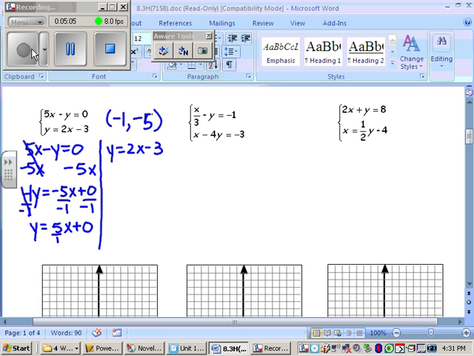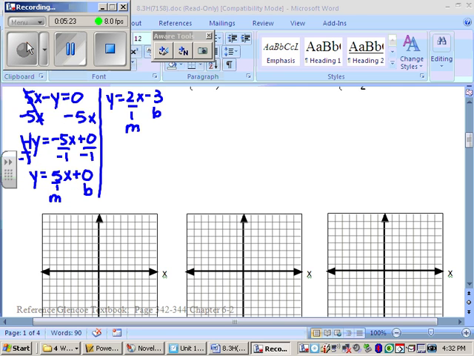So if we graph our first equation, the m, or slope, is 5 over 1, and the b is 0. In the second equation, the slope is 2 over 1, and the b is negative 3. So let's scroll down and graph that and see if the point of intersection is at negative 1, negative 5. When we graph our first equation, our y-intercept is 0, and we will go up 5 and to the right 1, or down 5 and to the left 1. Then we will draw our line.